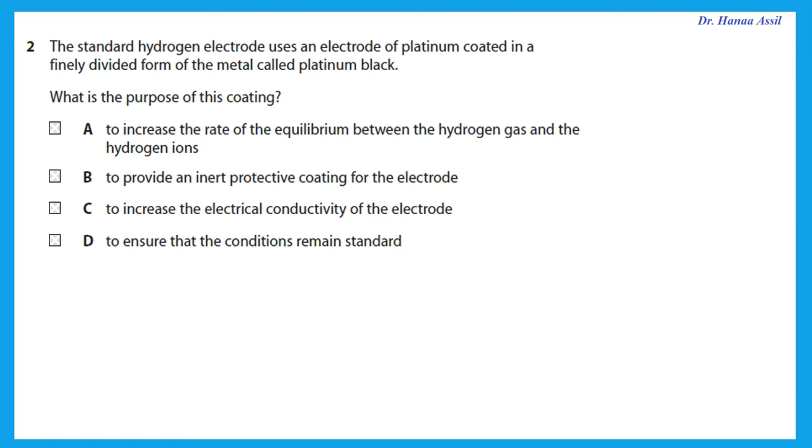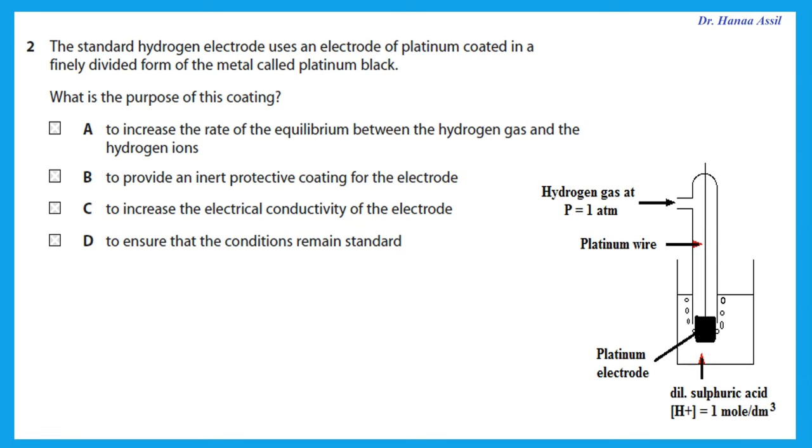The standard hydrogen electrode uses an electrode of platinum coated in a finely divided form of the metal called platinum black. What is the purpose of this coating? So, we should know that the standard hydrogen electrode has hydrogen gas going in at a pressure of 100 kPa and a temperature of 298 Kelvin or 25 degrees Celsius.